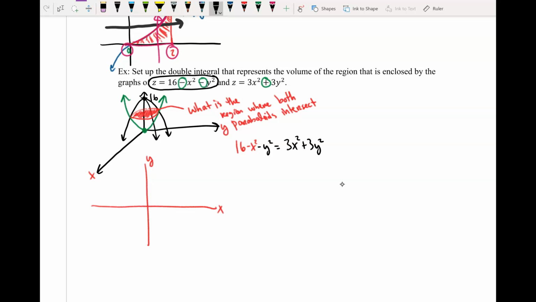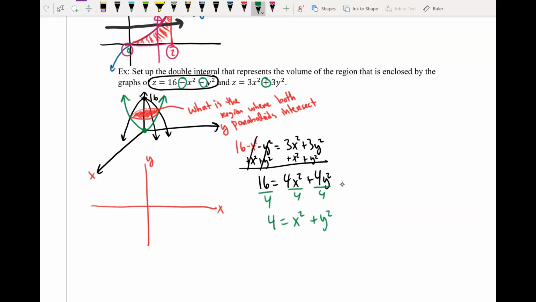So let me go ahead and add x squared and y squared to the other side. So you get 16 is equal to 4x squared plus 4y squared. Notice that I can divide by 4, and you get that 4 is equal to x squared plus y squared.